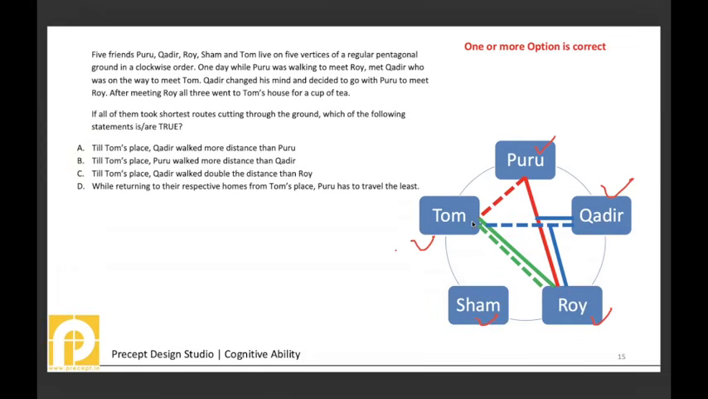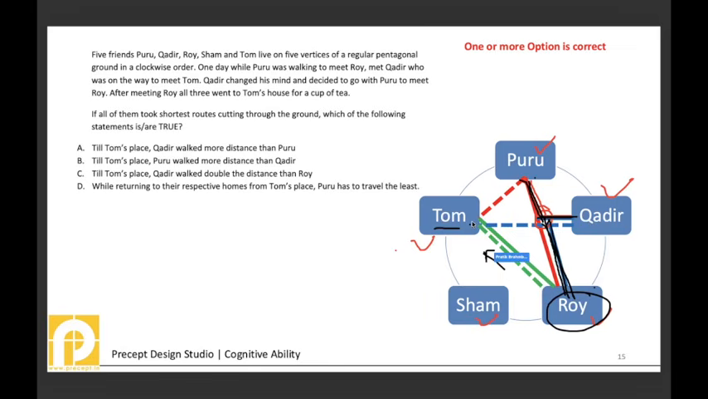Puru is on his way to meet Roy. He meets Kadir at one junction. So far, Puru and Kadir have traveled the same distance, if you observe that black line. From there, Kadir, who was on his way to meet Tom, changes his mind and goes to Roy's place. Again, Puru and Kadir travel the same distance and they meet Roy here. After that, they all go to meet Tom, which is shown by the green line.